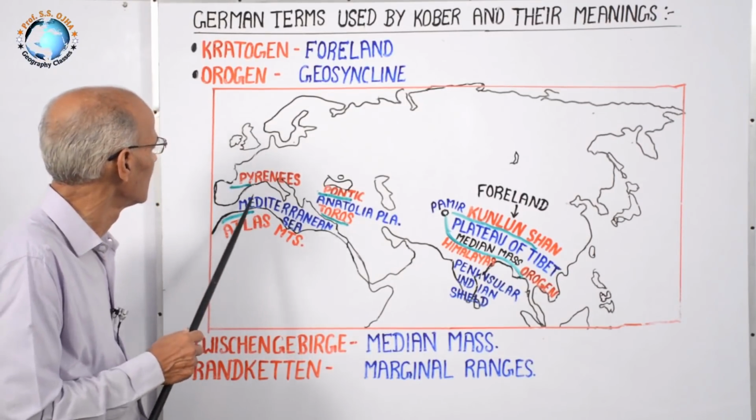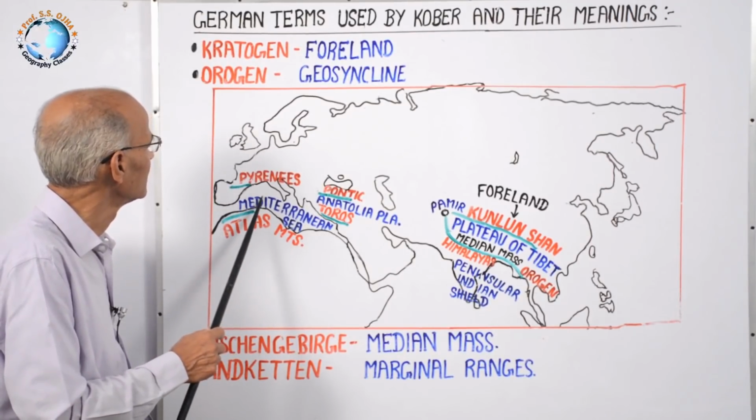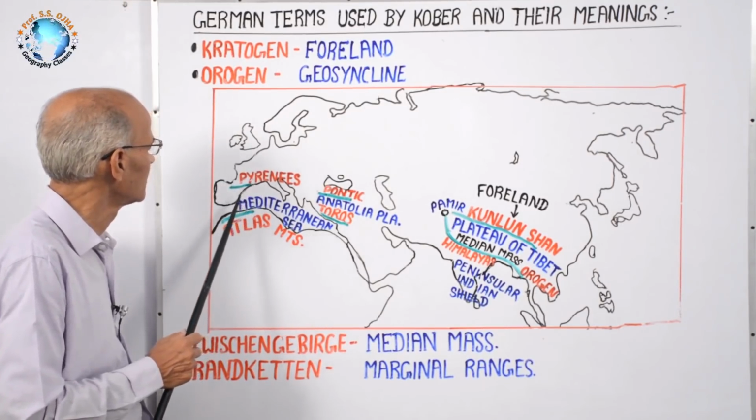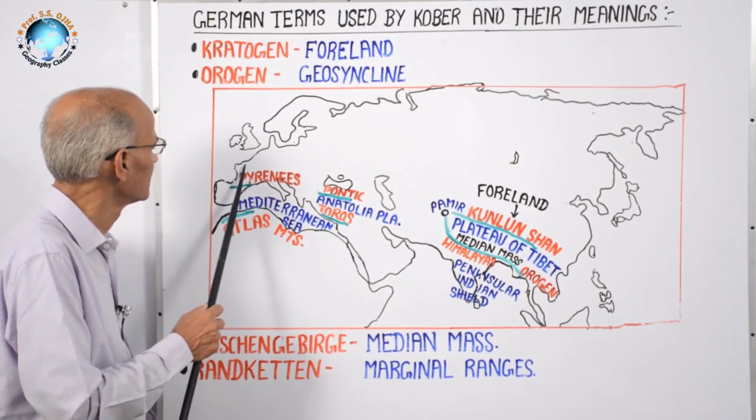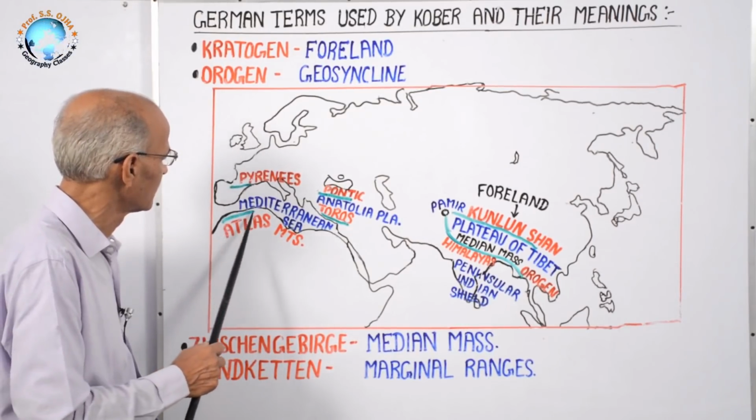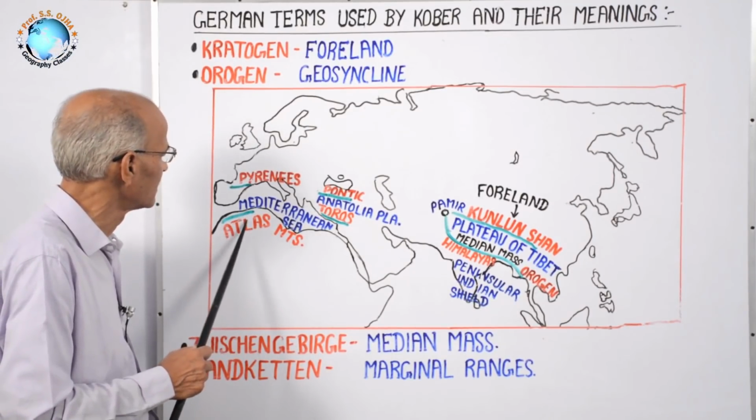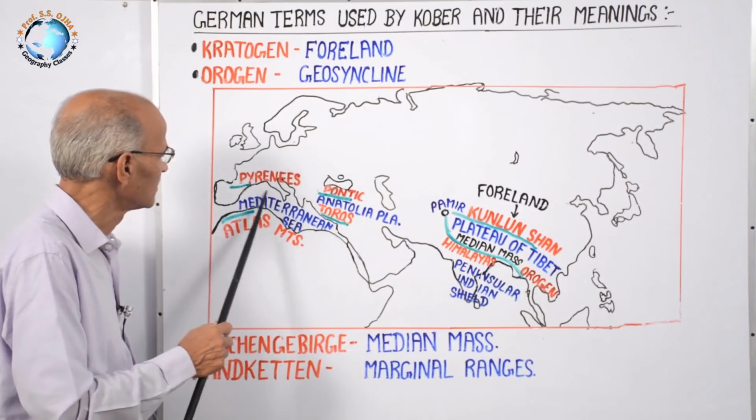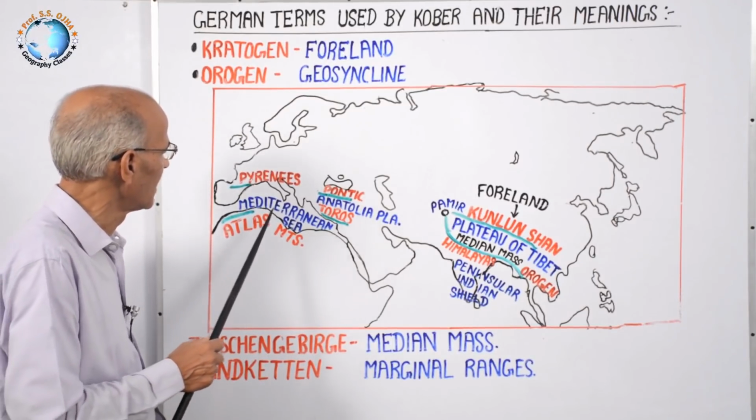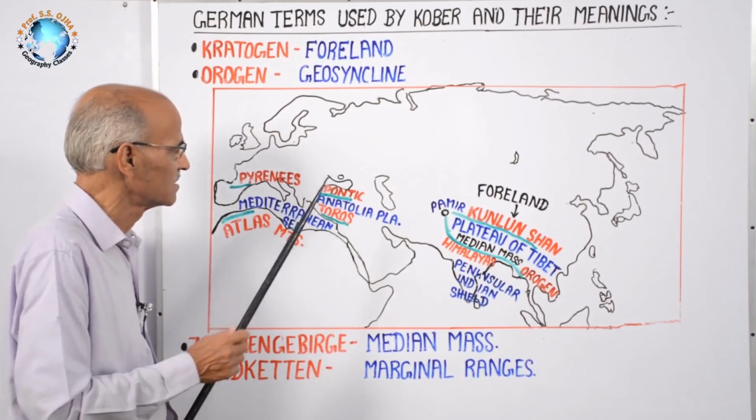For example, let us see this Mediterranean Sea. To the north of this Mediterranean Sea is the Pyrenees Mountain. Pyrenees Mountain is located between Spain and France, and its direction is from east to west. Here you see the Atlas folded mountain. It is located in the northwest of the African continent. In between the two is this Mediterranean Sea, out of which a mountain may come, and it is a part of the Tethys ocean or Tethys geosyncline.